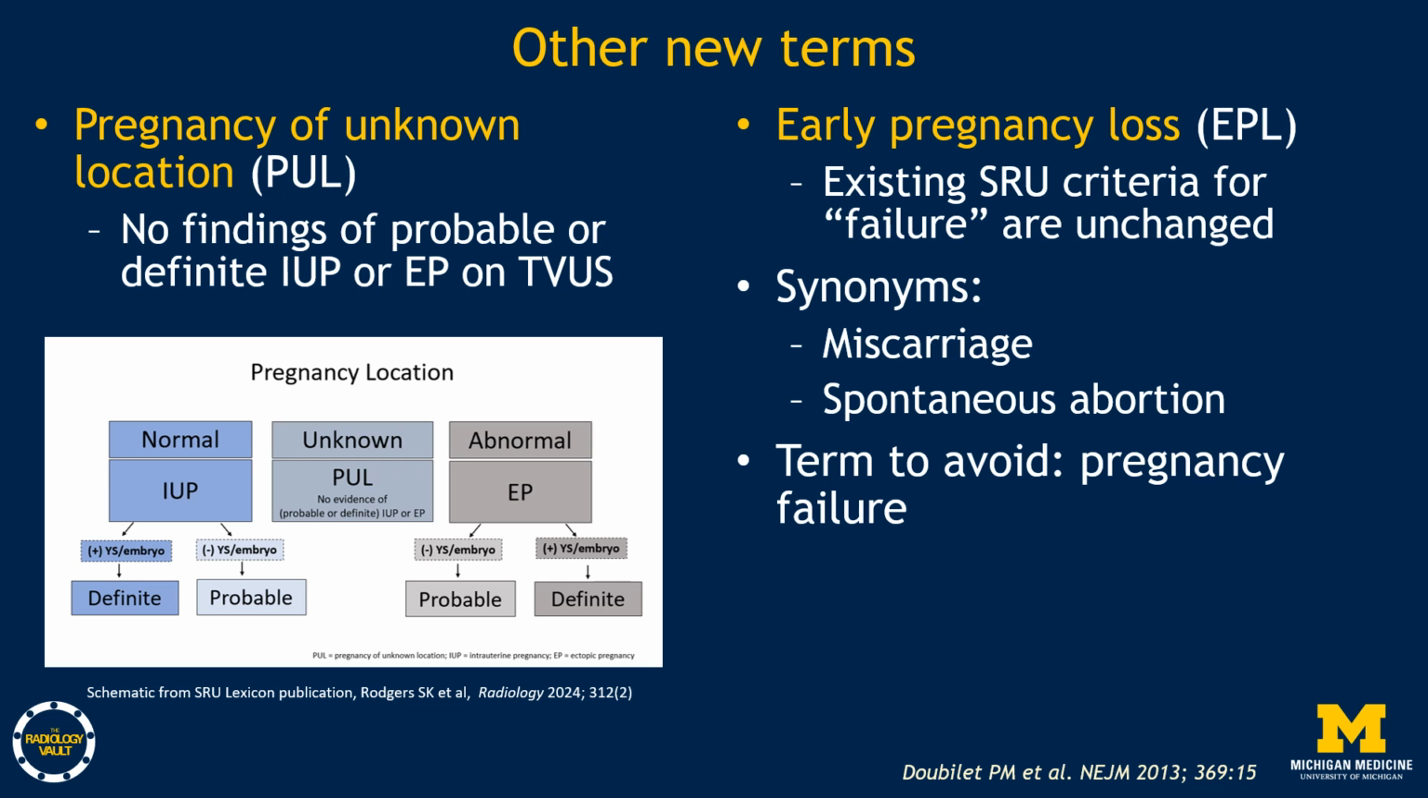Another term that's important is early pregnancy loss, or EPL. So I want to first start by saying that the existing SRU criteria for failure are unchanged, and that's from the Doubilet paper in 2013. But we're getting away from the term failure because both patients and providers find that this has a pejorative connotation. And it's okay to use the terms miscarriage and spontaneous abortion, although patients do not prefer the term spontaneous abortion either. Miscarriage is a colloquial term, but it's also medically appropriate, but early pregnancy loss is the preferred term.